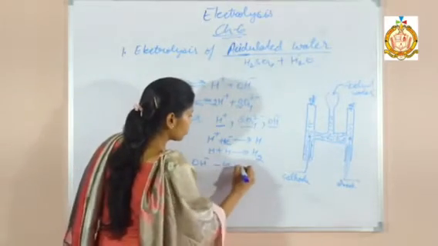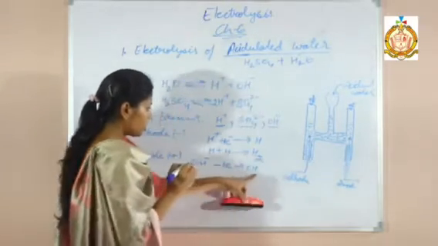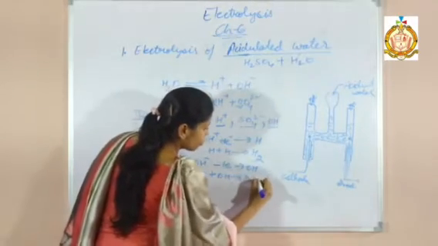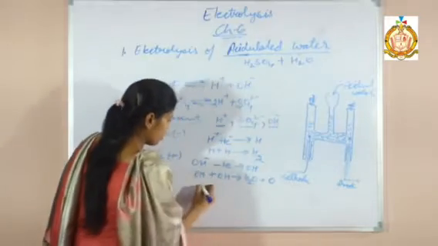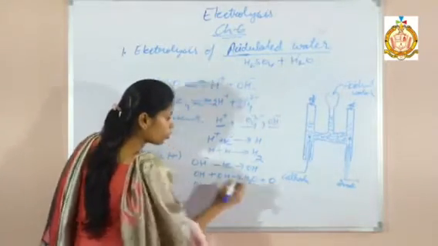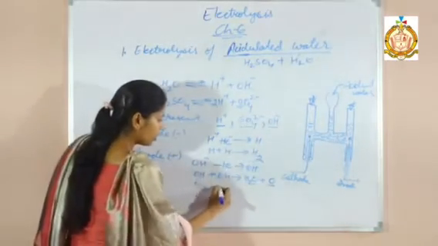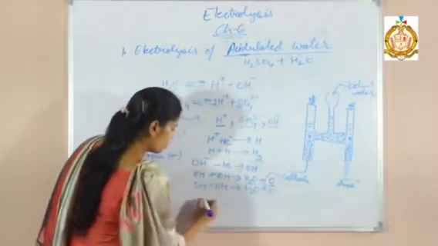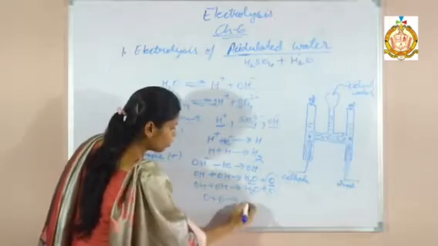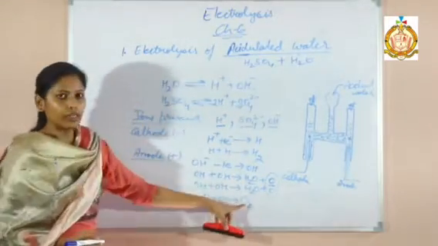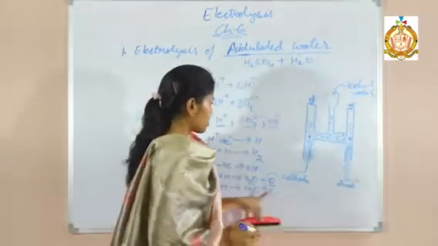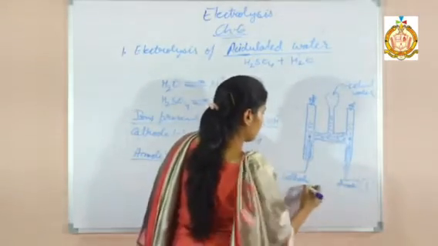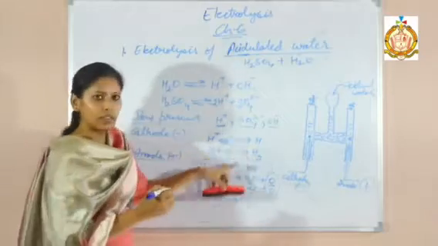It will lose one electron to become OH neutral, then OH will combine with another OH. It will give water and oxygen. A single O cannot exist independently, so O plus O, oxygen atoms, will make oxygen gas. So oxygen gas is the product at anode. Product at anode is oxygen gas. Is that clear?